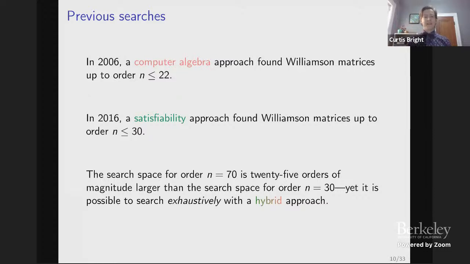You might be thinking, well, okay, this is pretty good. It's more than double the order. But remember, this is an exponentially growing search space. The search space in order 70 is over 25 orders of magnitude larger than the search space in order 30. So this is not just slightly faster, this is astronomically faster. You would think it would be impossible to exhaustively search a search space of this magnitude, but indeed it actually is feasible. And so my goal for the rest of this talk is to give you an intuition why we're able to search such enormous search spaces.